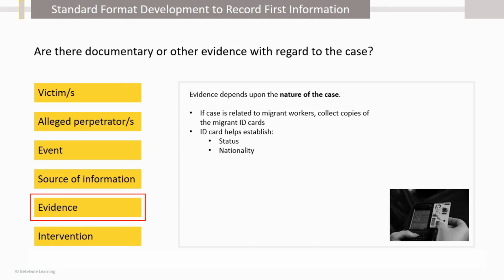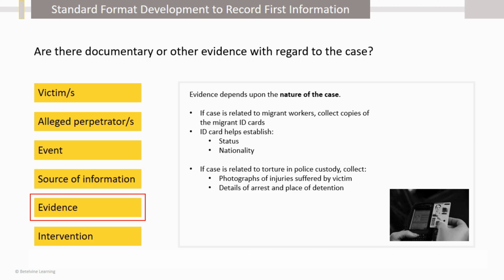If the case is related to torture in police custody, it would be useful to gather photographs of the injuries suffered by the victims, or the details of arrest and place of detention, or medical reports of the victim if medical examination is conducted while in custody, and so on. The point is to collect evidence that can help corroborate the facts.